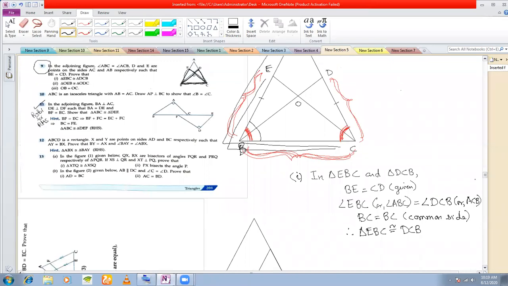We now come to the second part. OEB congruent to ODC. That means which two triangles am I talking about? I'm talking about this triangle and this triangle. So let's see how I can prove the congruency of these two triangles. What do I know? I know that, let me erase this a little first.